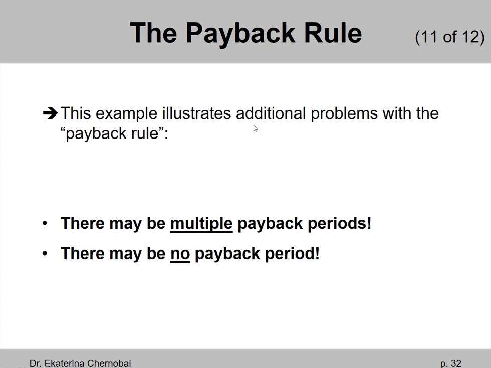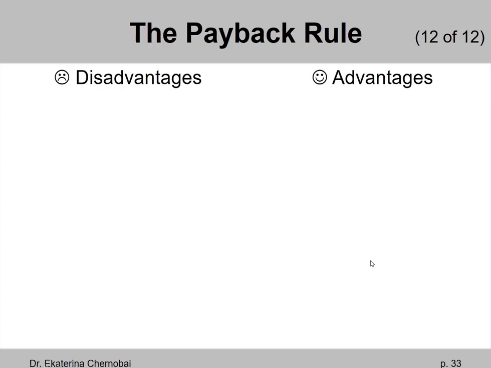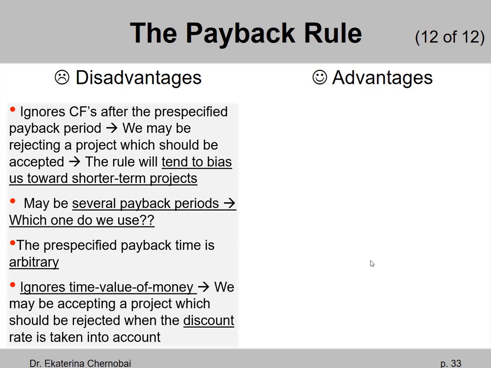So this example illustrates additional problems with the payback rule. There may be multiple payback periods, there may be no payback periods. To summarize, there are several big issues. First, in the first example in which we had to compare 2 projects and pick the best one, we saw how cash flows after our cutoff, the required payback period, are being completely ignored. And so we are essentially biased towards shorter term projects.